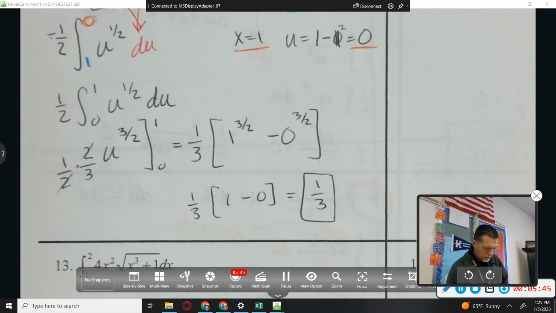Should the limits be the same relative length between numbers when you change it from x to u? You mean like the difference between them was 1 and it stayed 1? Not necessarily. It could change. Good question, but it could change.